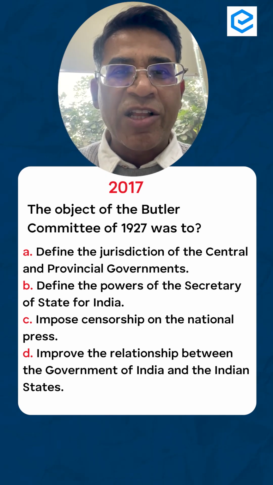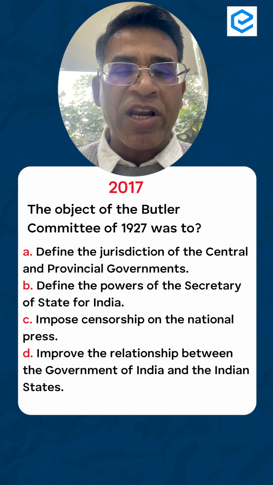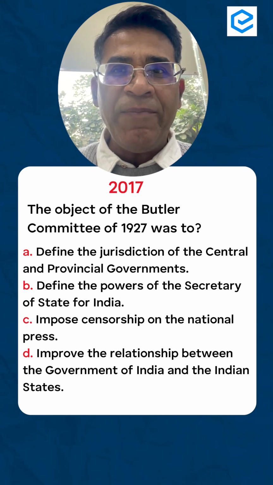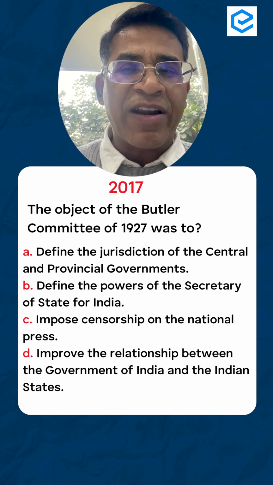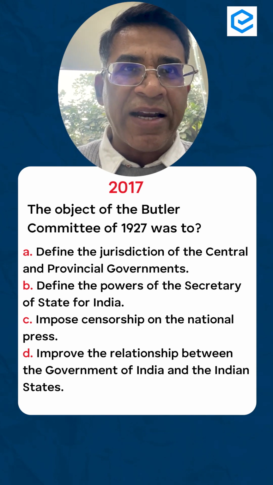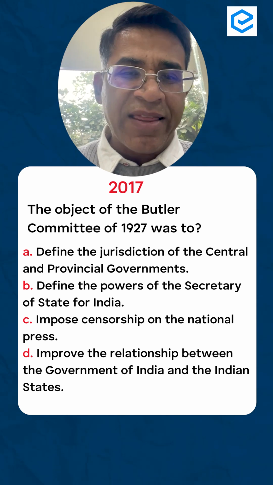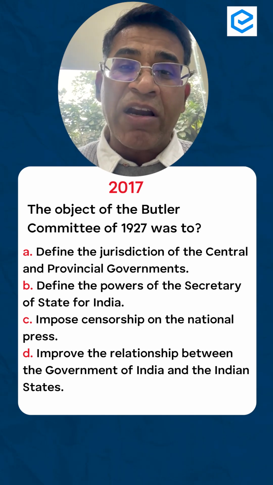So I was searching through and I learned that the jurisdiction of the central and the provincial governments was done in the Act of 1919. Government of India Act 1919 separated the central list and the provincial list in the government. So this was important information.